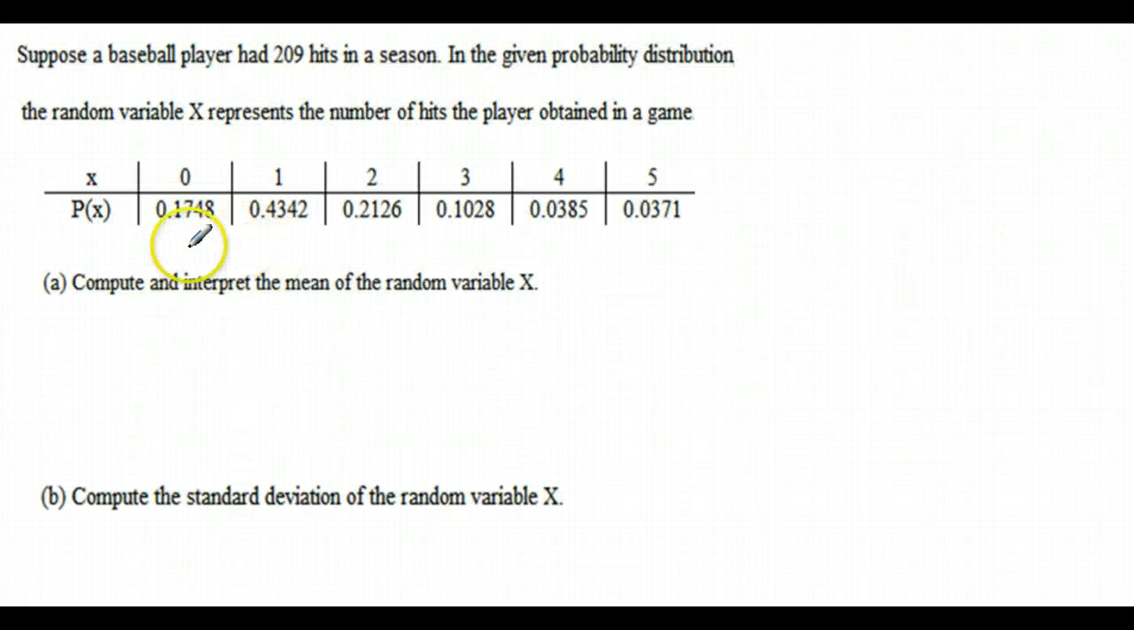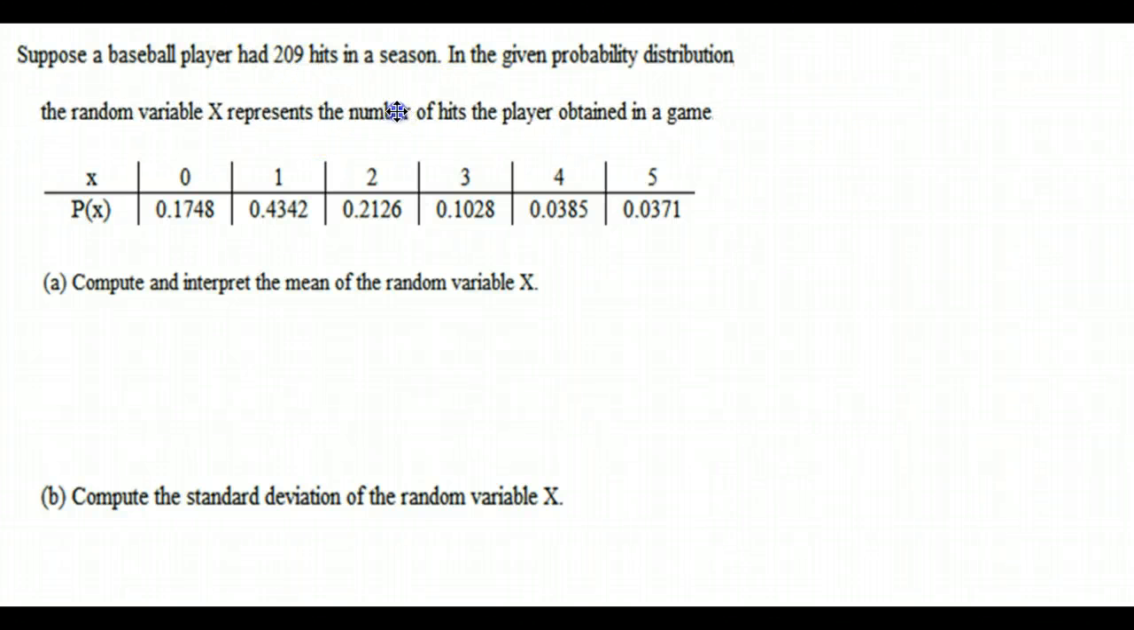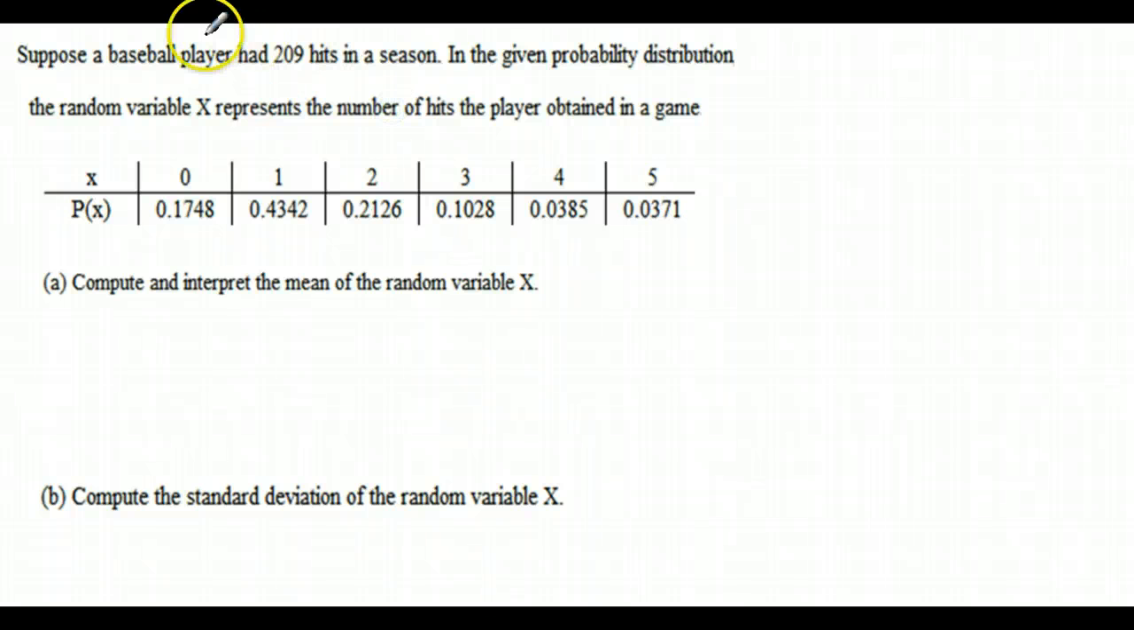So here's an example. Alright, a particular baseball player had 209 hits a season. This is the probability distribution of the number of hits the player obtained in a single game. Okay, so he can get no hits all the way up to 5 hits in a game. So we're being asked to compute and interpret the mean of this.